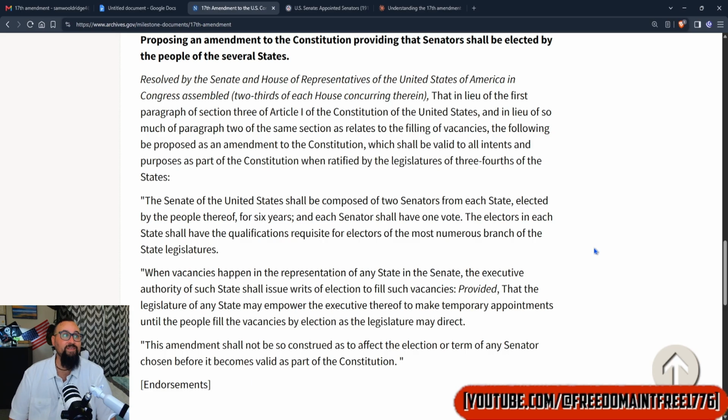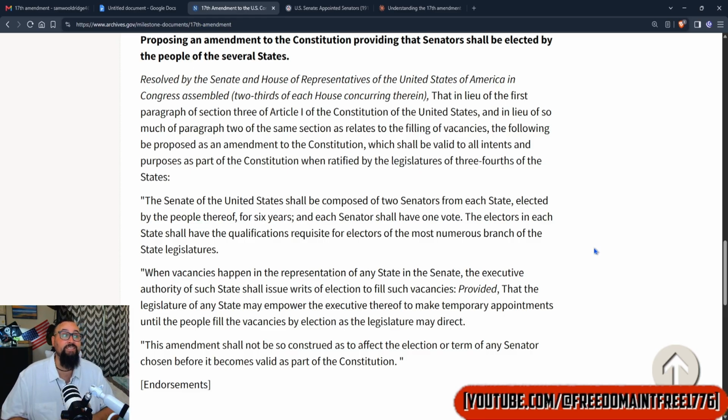archive.gov. Resolved by the Senate and House of Representatives of the United States of America in Congress assembled, 2/3 of each house concurring therein, that in lieu of the first paragraph of Section 3 of Article 1 of the Constitution of the United States, and in lieu of so much of paragraph 2 of the same section as relates to the filling of vacancies, the following be proposed as an amendment to the Constitution, which shall be valid to all intents and purposes as part of the Constitution when ratified by the legislators of 3/4 of the states. Quote, the Senate of the United States shall be composed of 2 senators from each state, elected by the people thereof for 6 years. Each senator shall have 1 vote.